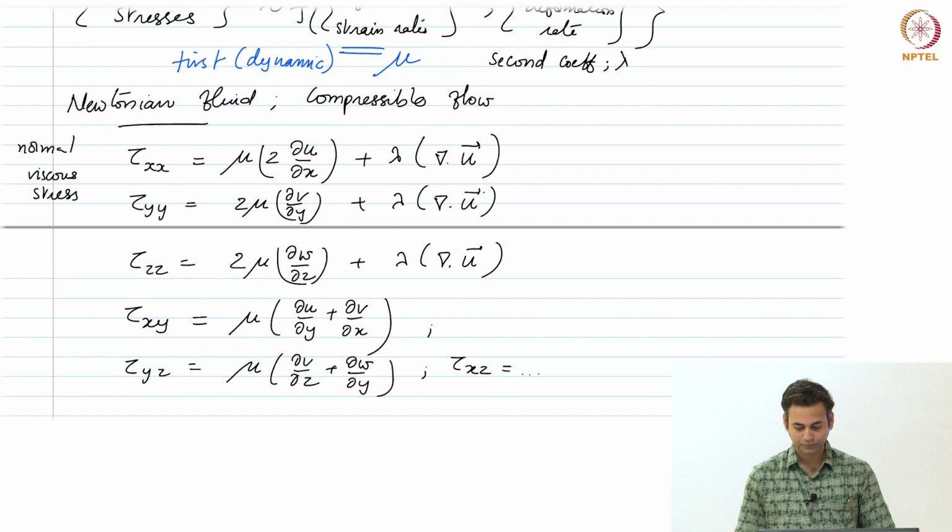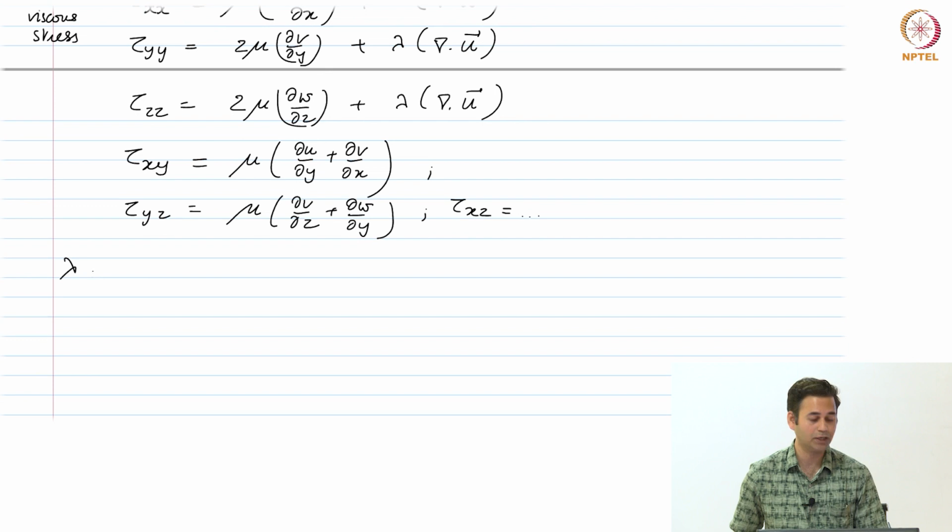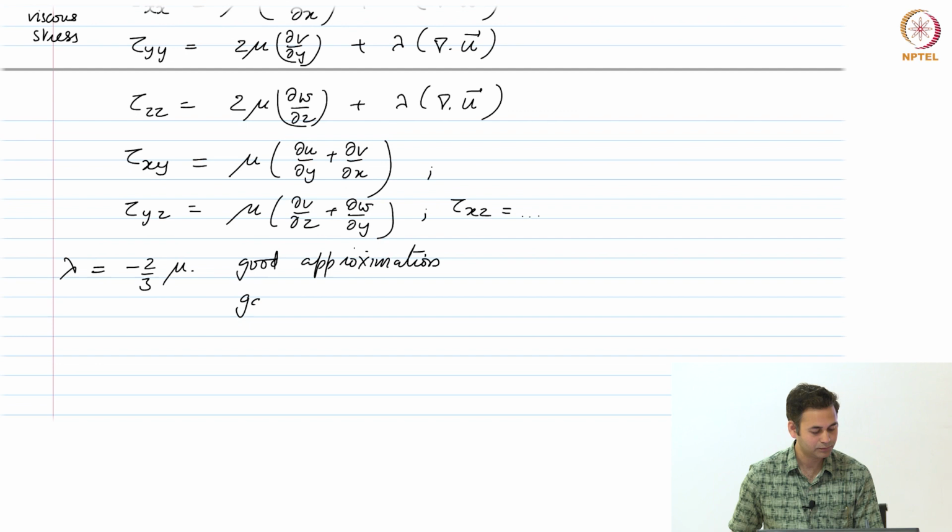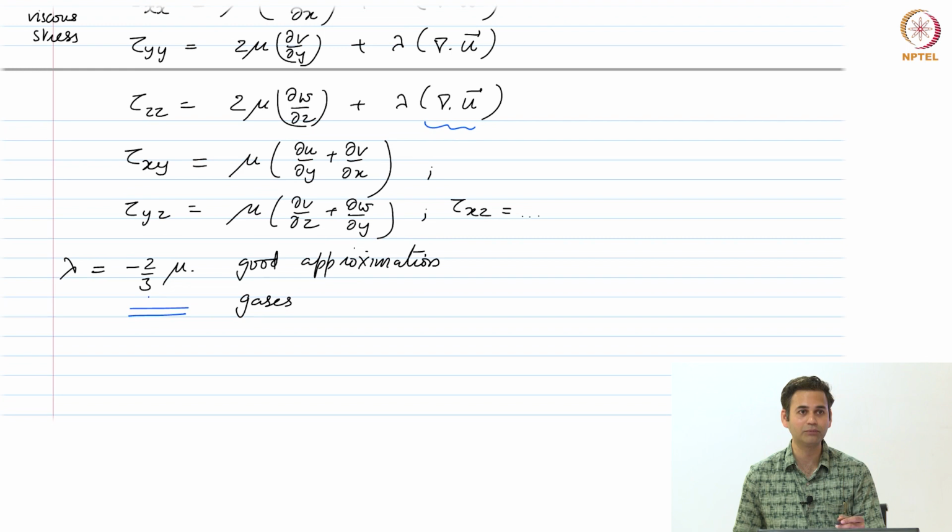Now not a whole lot is known about this second coefficient of viscosity, okay. The second coefficient of viscosity is usually taken, from experiments, to be minus 2/3 mu, okay. This is a good approximation for flow of gases. Now, of course, we know that if you have an incompressible flow, del dot u bar goes to 0, so it does not matter what the second coefficient of viscosity is anyway, okay. Partially the success of the originally proposed minus 2/3 mu is related to the observation that del dot u bar was even 0 in most of the compressible flows that were there, okay.